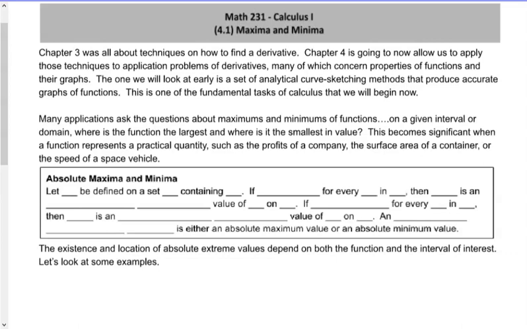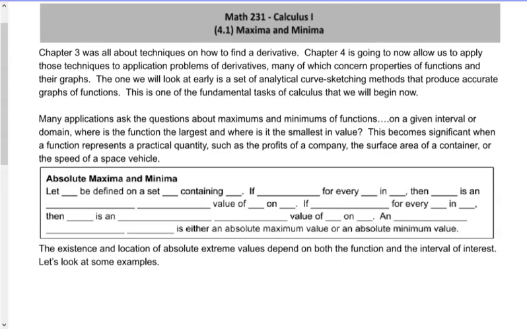Alright, welcome to Chapter 4, where we are going to take what we learned in Chapter 3 about all of our techniques with derivatives and apply some of that, mainly to some graphing things as well as some optimization problems that we will see later on. So, Chapter 3 was all about techniques on how to find a derivative.